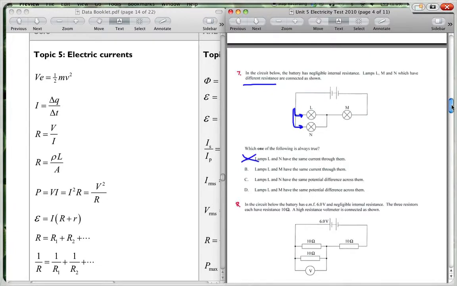Lamps L and M have the same current through them. Well, that wouldn't be true, because this would have all the current. This would have the current of both L and N. The current of M would equal the current of L plus the current of N. So unless this was a very high resistance, like infinite resistance, then that would be true, but generally that wouldn't be true. Lamps L and N have the same potential difference across them. That is true. They will have the same potential difference across there. So C is correct.